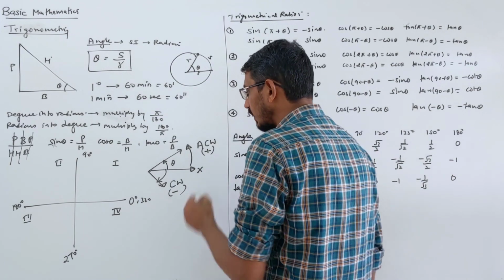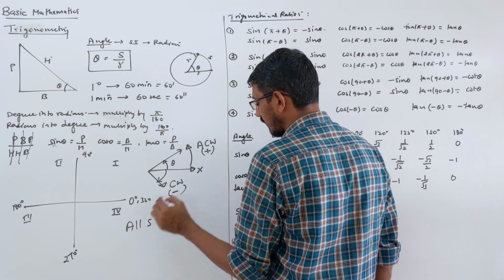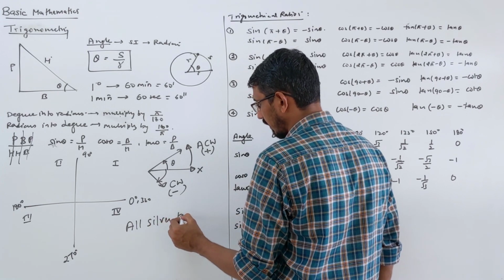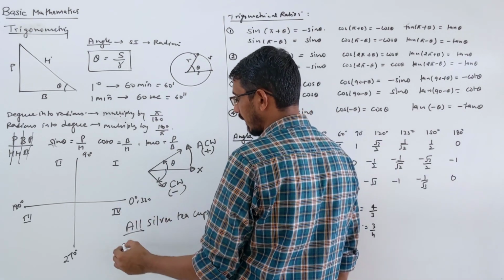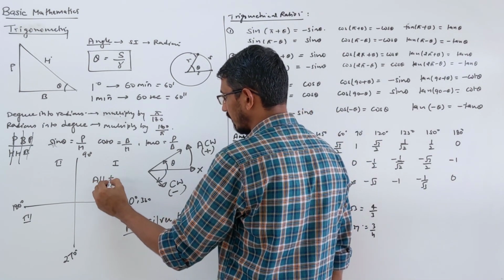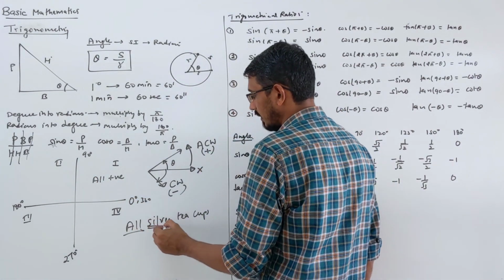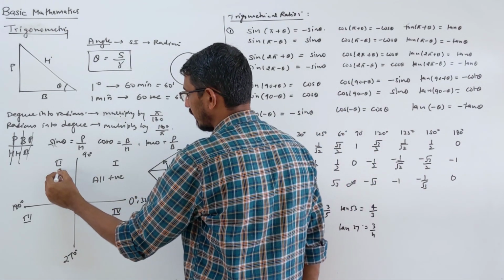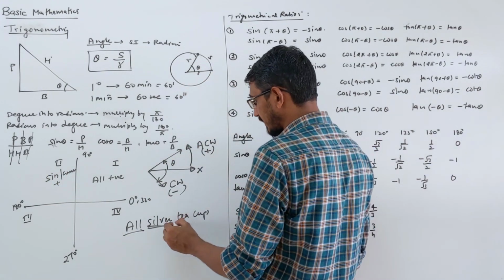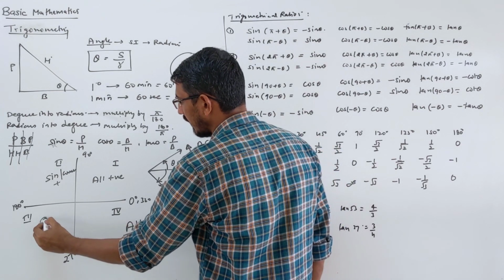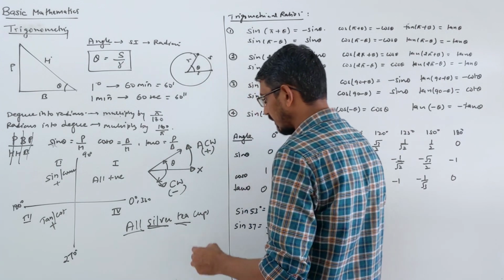There is a simple rule you can remember: All Silver Tea Cups. In the first quadrant everybody is positive, all positive here, correct. In the next, sine and its opposite, cosec, are the only ones positive. Then next, T, meaning tan and its opposite cot, are the only ones positive, right.